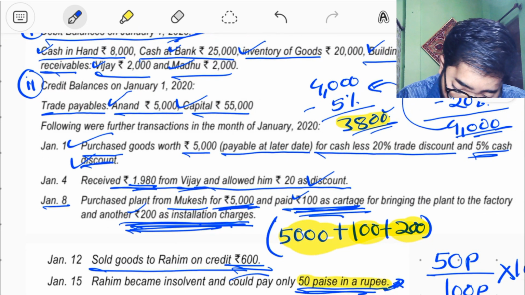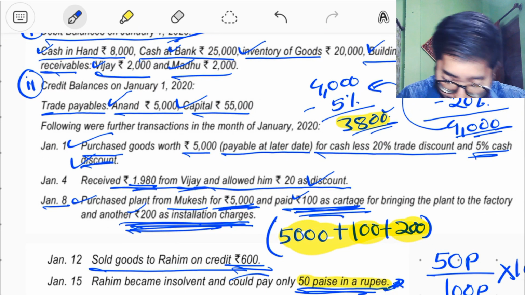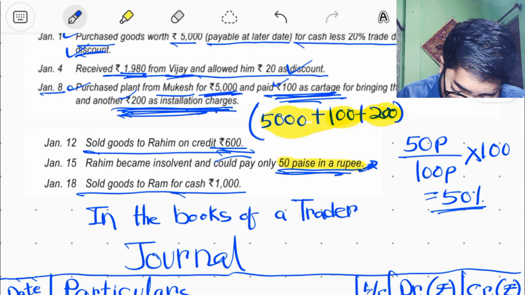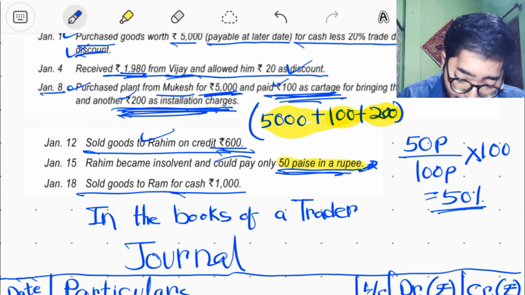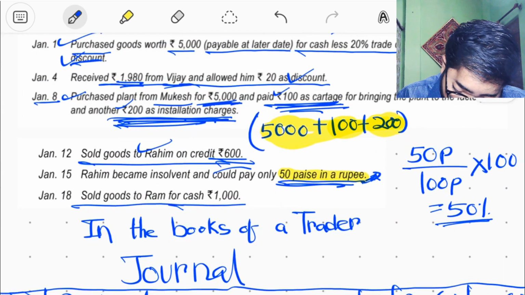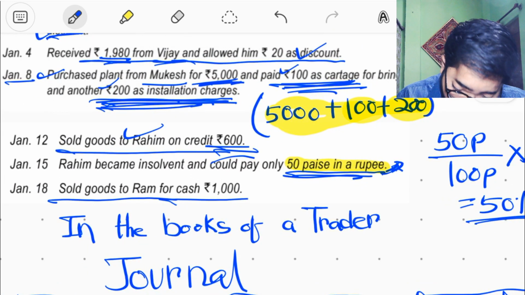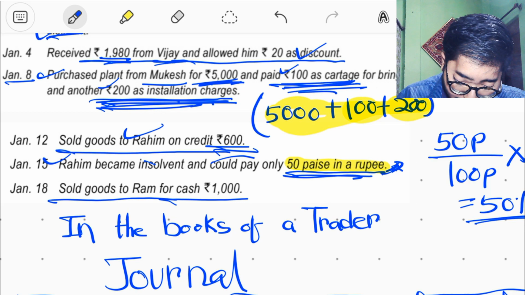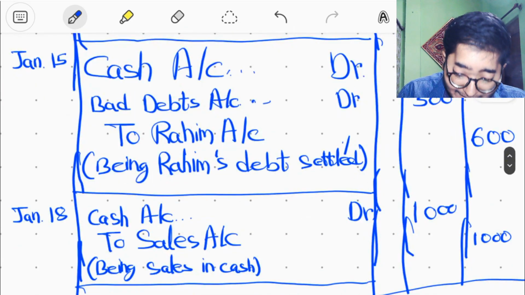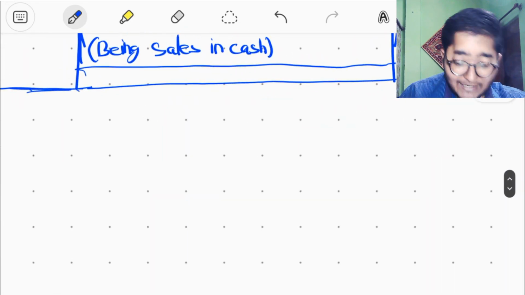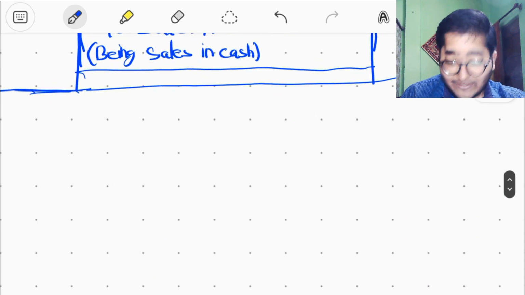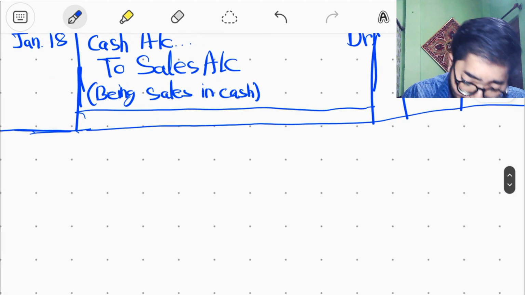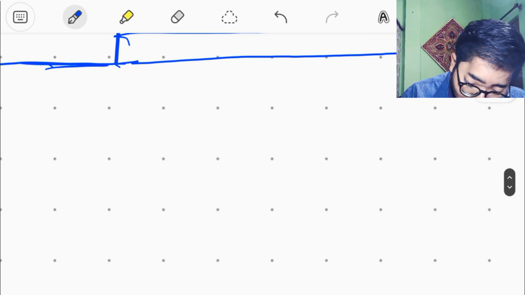12 plant, 13 Rahim, 14 bad debt, no, 14 up to 14. So at least we need to make 14 ledger accounts, and if there is any shortage, we must add the ledger accounts.